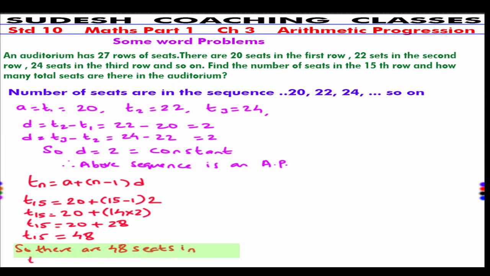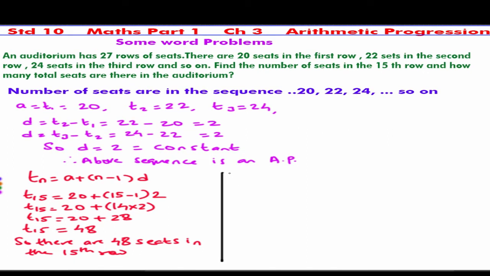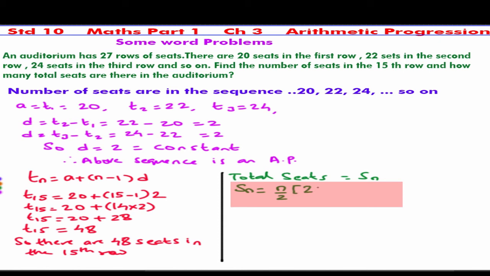Now, there is one more formula for finding Sn. What is the formula for finding Sn over here? The total seats will be Sn. Sn is equal to n upon 2 into 2a plus n minus 1 into d. Now, what is the n over here? Total seats in the auditorium are 27 rows of seats, so n will be 27.